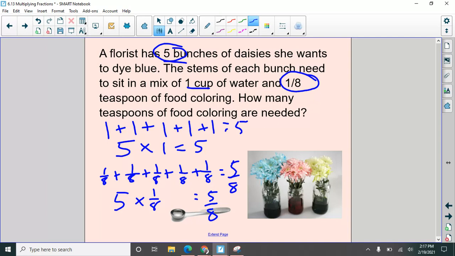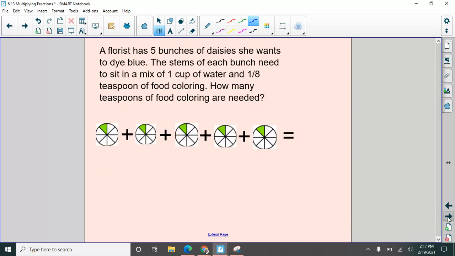All right. What do you notice now? What seems important? Okay, we can represent these both ways. We can think about it as addition, and then that can usually unlock that multiplication problem. Here it is as a picture. So this is representing with a picture. 1/8 plus 1/8 plus 1/8 plus 1/8 plus 1/8 equals 5/8. This is 5 groups of 1/8 equals 5/8.